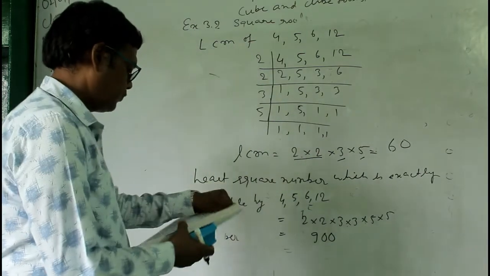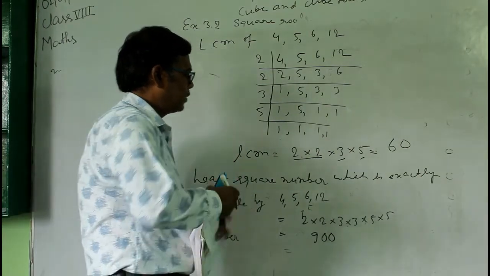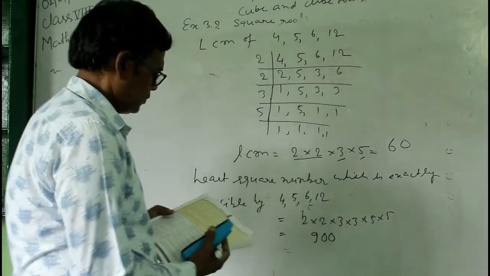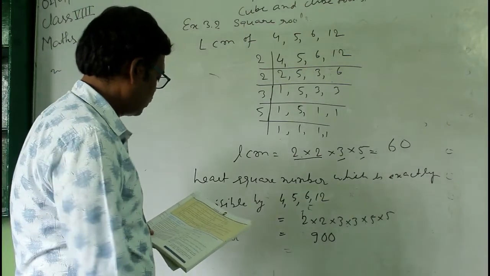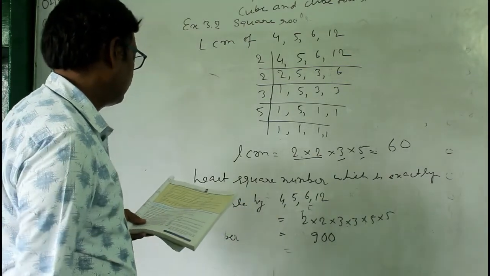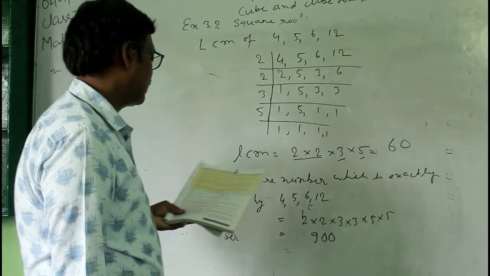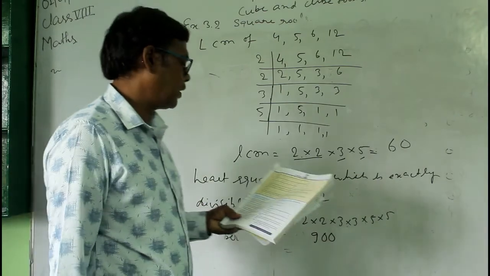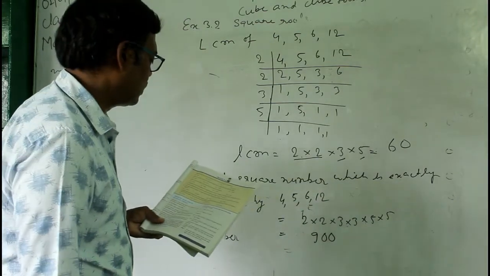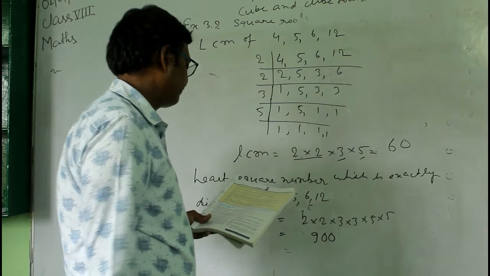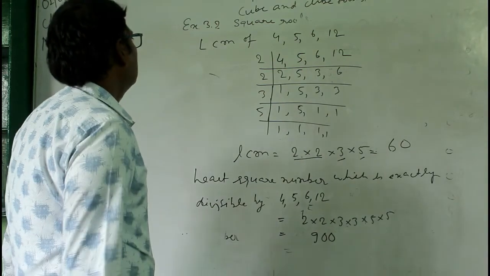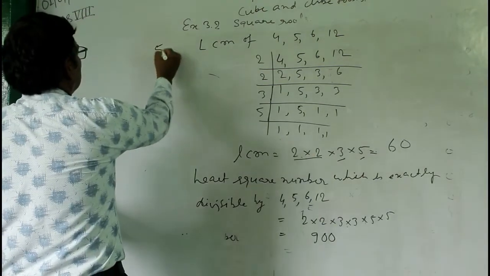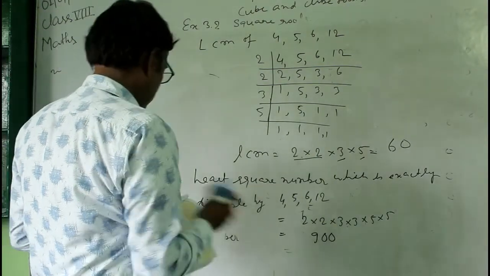So that is why here we have to multiply these numbers, like here 3 and 5, so that it will be a perfect square. So this is the smallest square number which is exactly divisible by 4, 5, 6 and 12. Now the question number 6: find the smallest number by which each of the following numbers should be multiplied to get a perfect square. This was question number 5, and now question number 6.